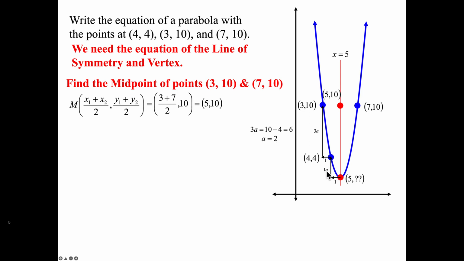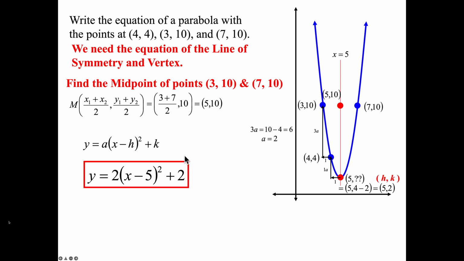So if we go down here, and if this A is 2, then from 5 I went 1 to the left, up 2 to get to 4, or 4 minus 2 is 2. And there's my H and K. I have everything to write my parabola. I have the A value and I have my vertex. I have everything. 2 times the binomial x minus 5, the quantity squared, plus a 2. There it all is.